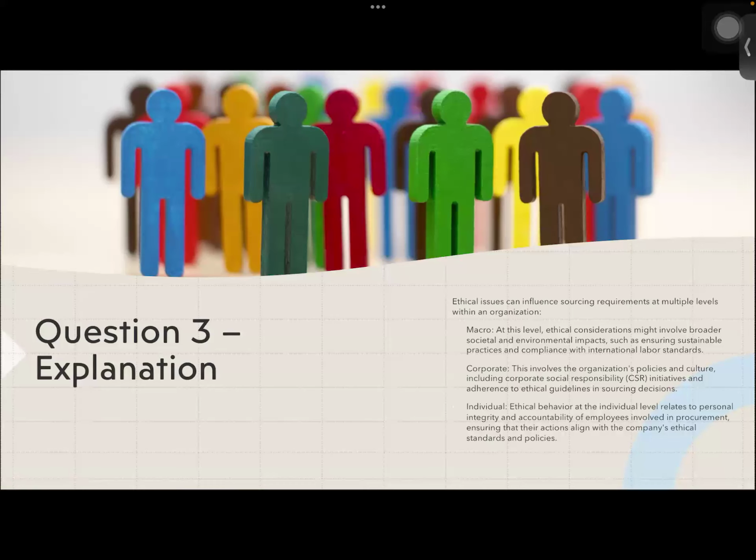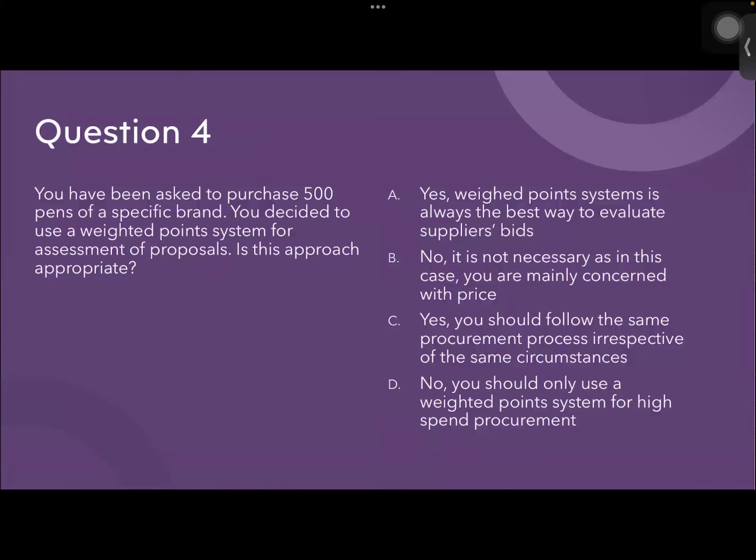Okay, this question could be quite hard, especially when it provides very little context from the study guide. So I hope that through this explanation, you may have better preparation for the L4M4 exam. Okay, let's continue with question number 4.